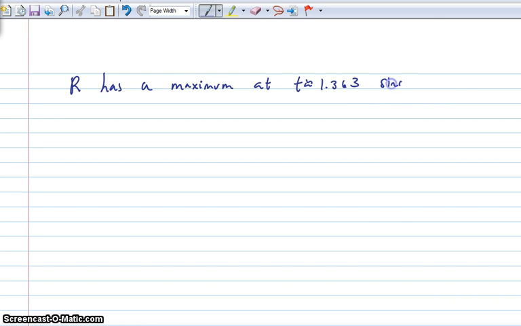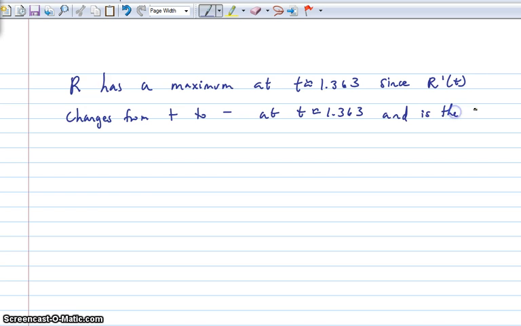Since r prime of t changes from positive to negative at time t is about 1.363 and is the only critical point. And the only critical point makes sure that this is an actual absolute maximum and not just any maximum.